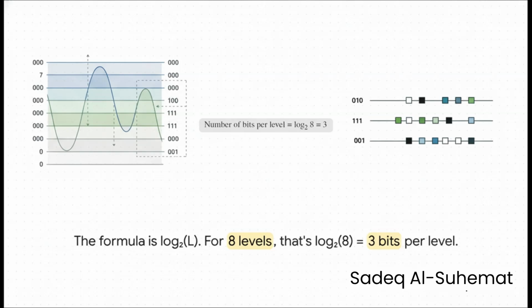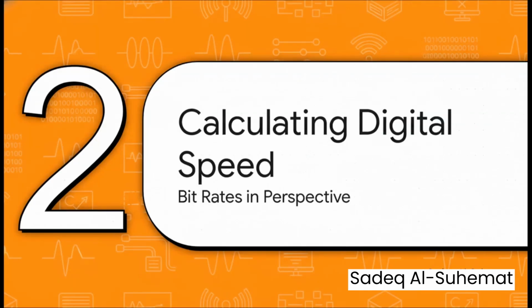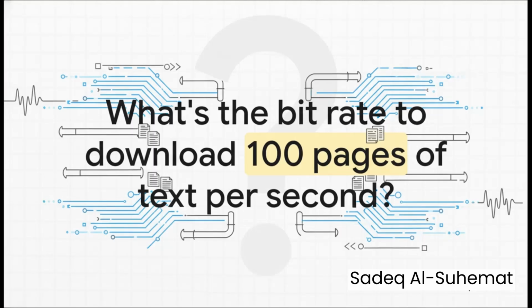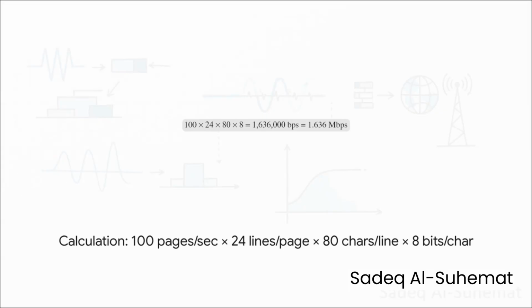How cool is that? Okay, so that's all the theory, but what does this stuff actually look like in the real world? Let's get practical and actually calculate the bit rates for some things you and I use every single day. All right, first up, let's just talk about plain old text. Imagine you wanted to download 100 pages of text, not in a minute, but every single second. What kind of digital pipeline would you even need for that?